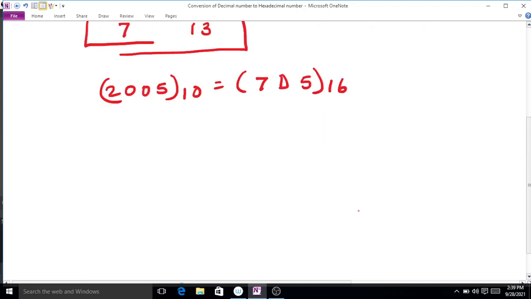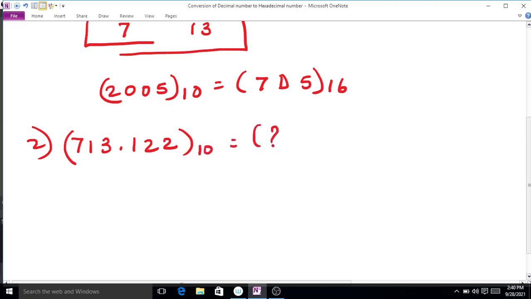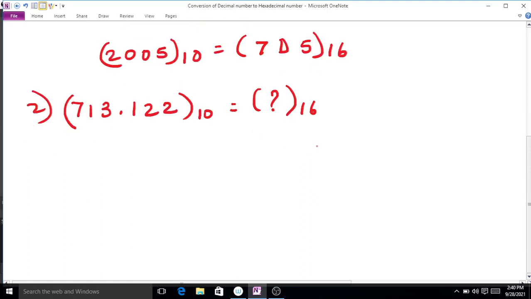Now we will see one more example. Suppose we have 713.122. Now this is our decimal number and we have to convert this into hexadecimal number. Now we can see here that we have integer part as well as fractional part. So first we will concentrate on integer part. So we will divide 713 by 16.